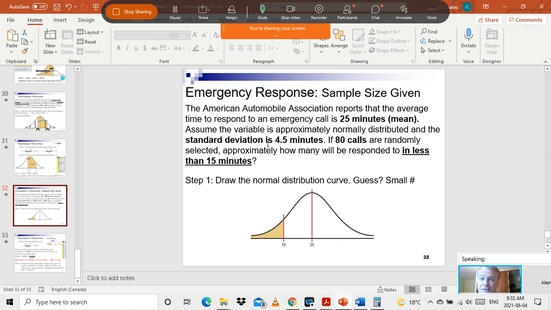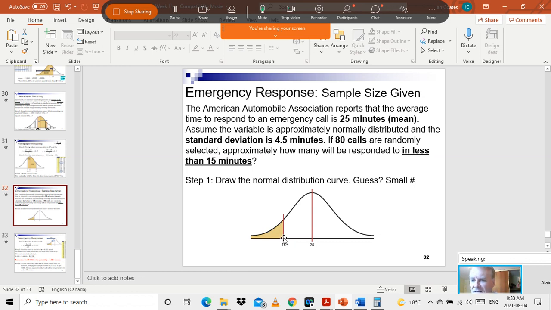So let's have a look here. Draw this thing, see if we can make any sense out of it. So 25 minutes is your mean, and we're looking for how many will be responded to in less than 15 minutes. So this is where we're at. Just look at this. Interesting. What percentage are we looking for here?